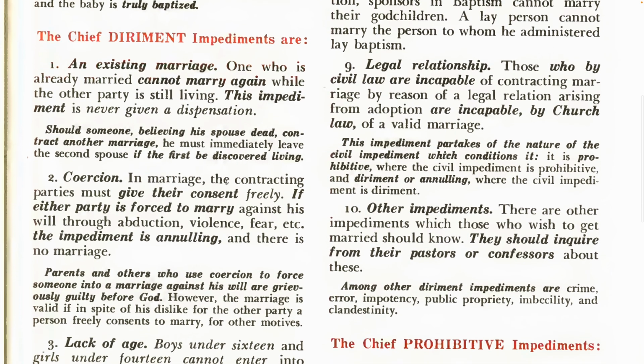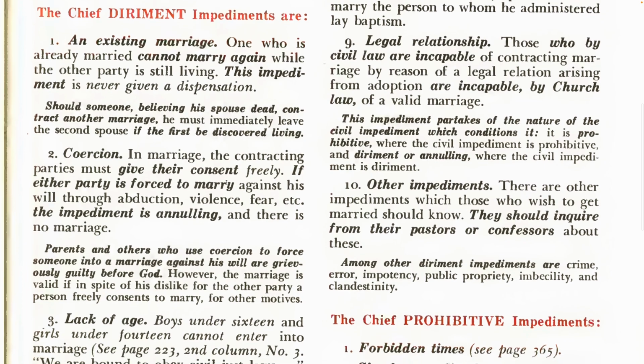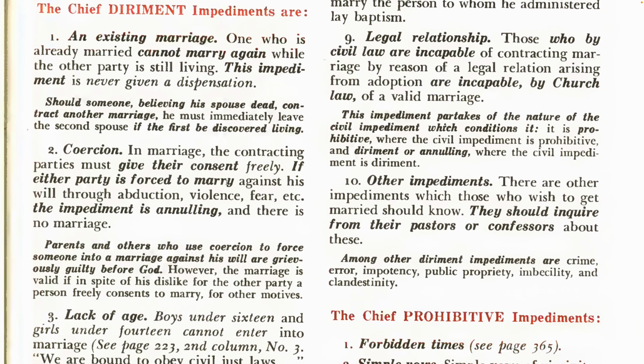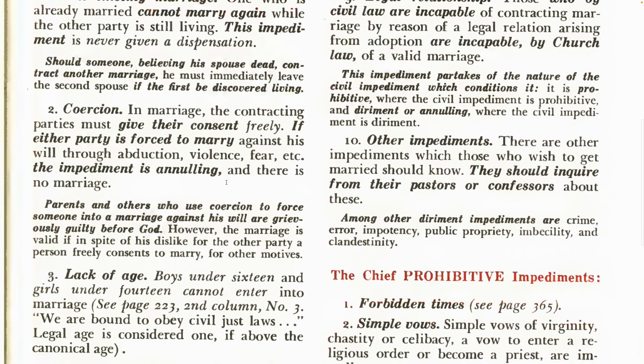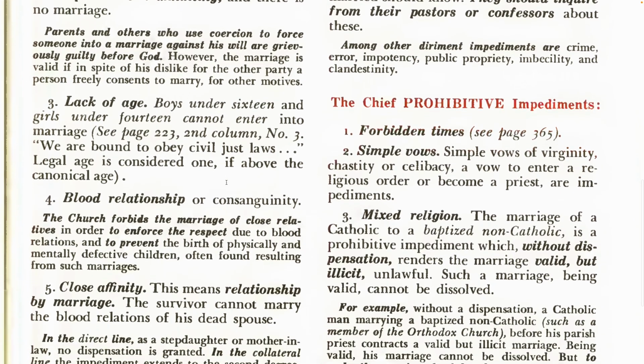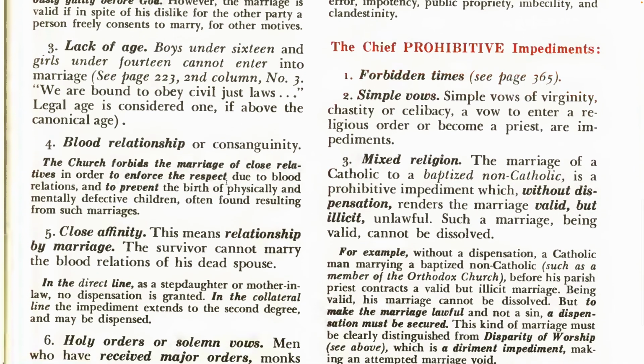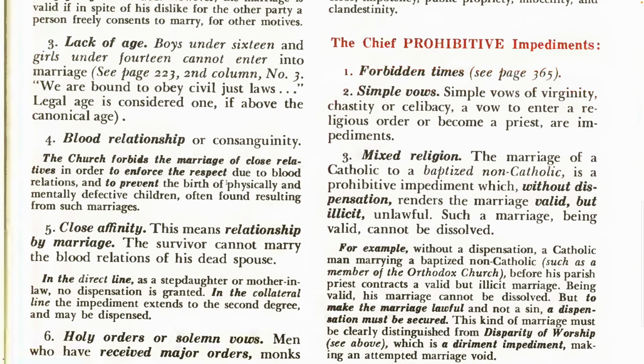Other impediments. There are other impediments which those who wish to get married should know. They should inquire from their pastors or confessors about these. Among other diriment impediments are crime, error, impotency, public propriety, imbecility, and clandestinity. The chief prohibitive impediments: forbidden times, simple vows. Simple vows of virginity, chastity, or celibacy, a vow to enter a religious order or become a priest, are impediments.